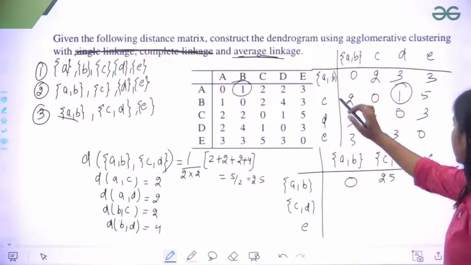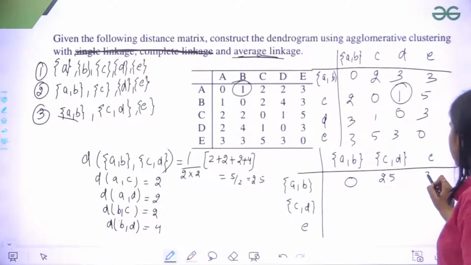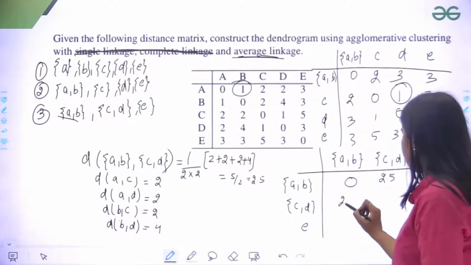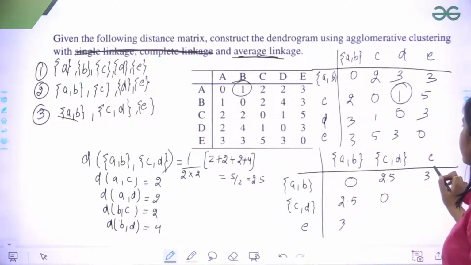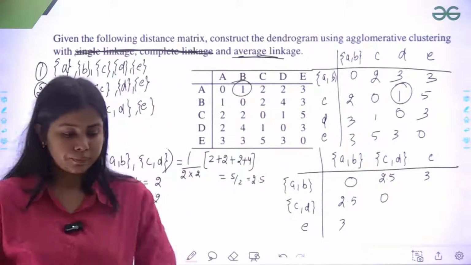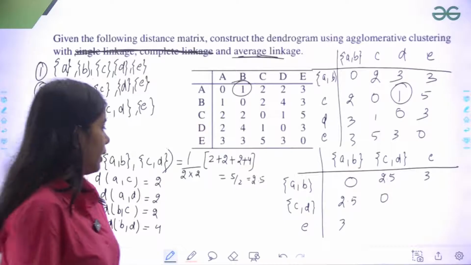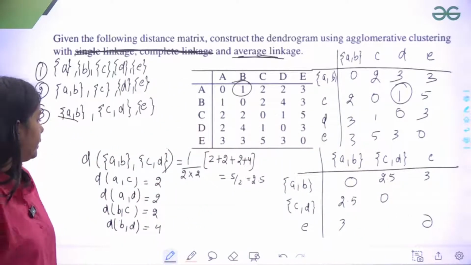Distance of AB with E, which I already found out. Distance of AB with E is 3. So we got this as 2.5 and 3. This is 0. Distance of CD with E. Guys, tell me distance of C comma D with E. I need only one distance to complete this question. Distance of C comma D with E.